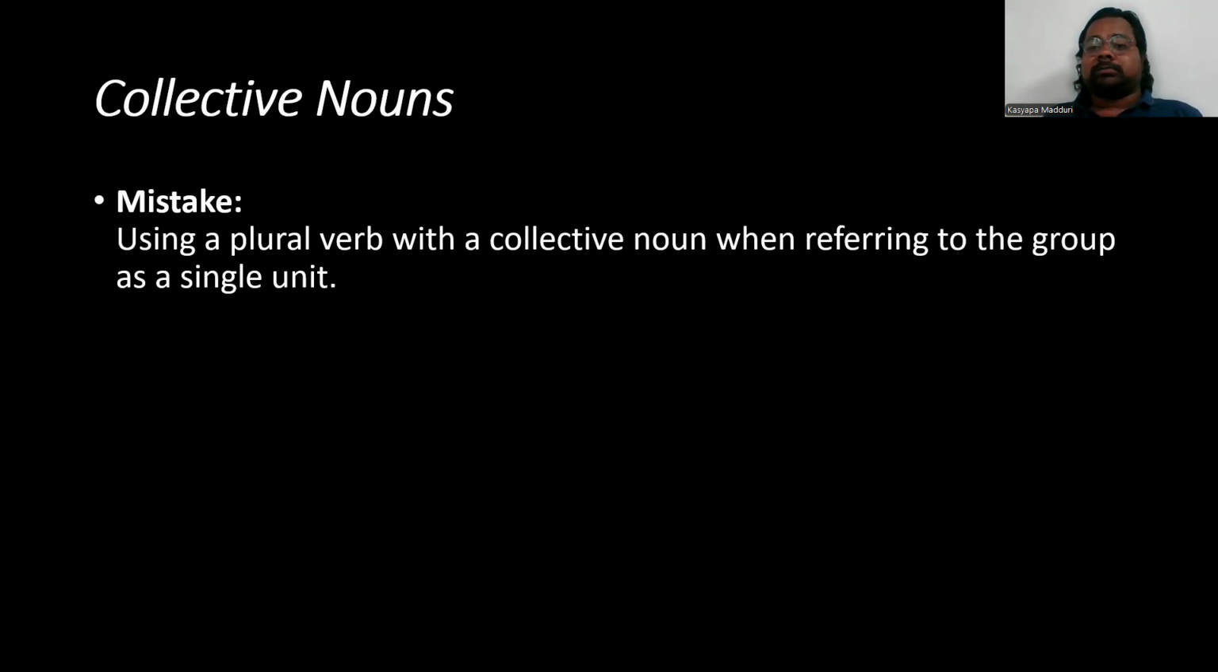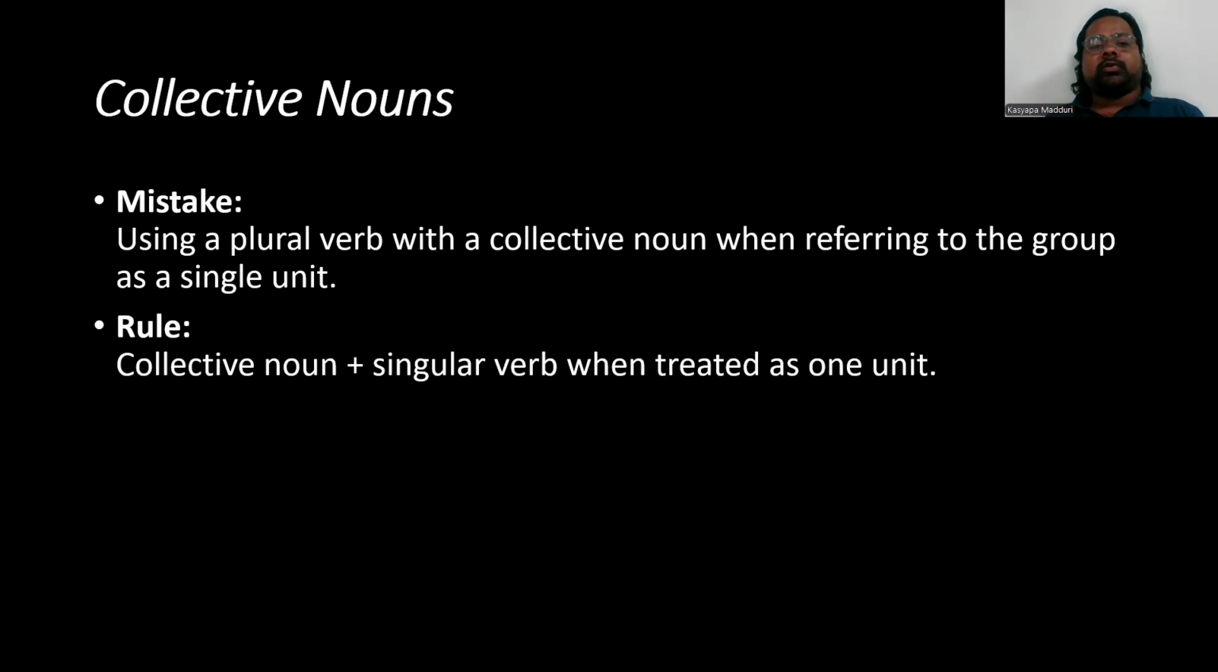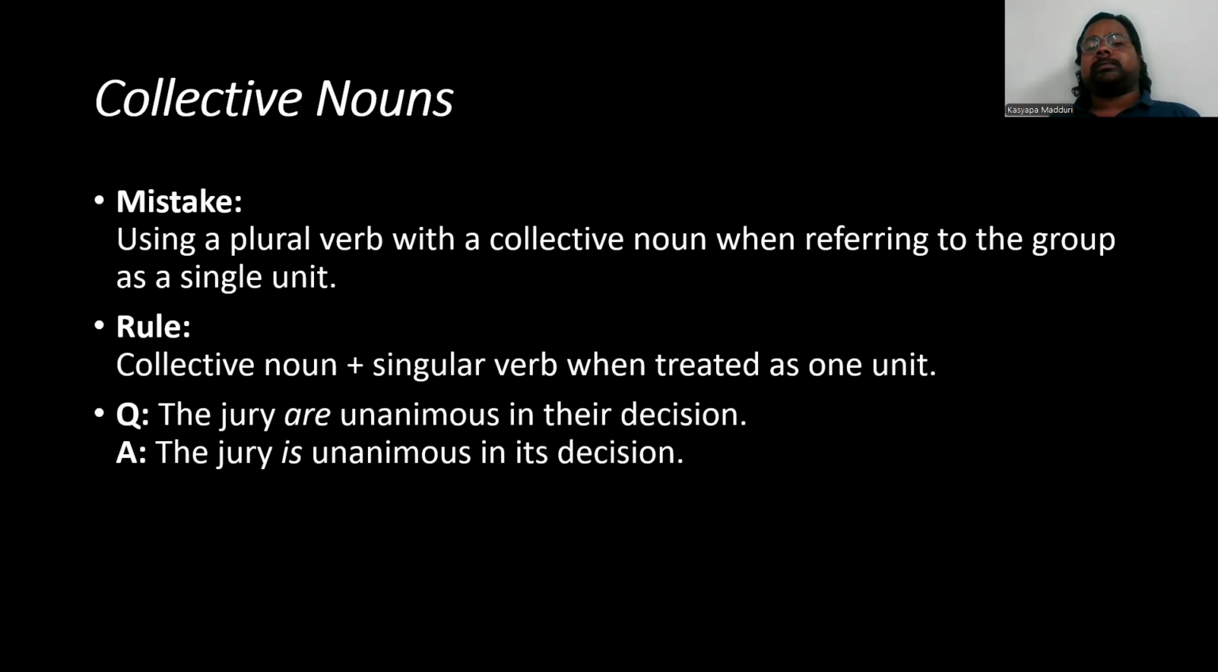And using a plural verb: "the class are going on" or "the class is going on", which is correct? The class is going on, right? Or "the class is listening to the teacher" or "the class are listening to the teacher". The class is listening to the teacher, right? So class is singular. Rule: collective noun plus singular verb when treated as one unit. Okay. "The jury are unanimous in their decision." That is the question. Spot the error. And the error is: the jury is unanimous in its decision.